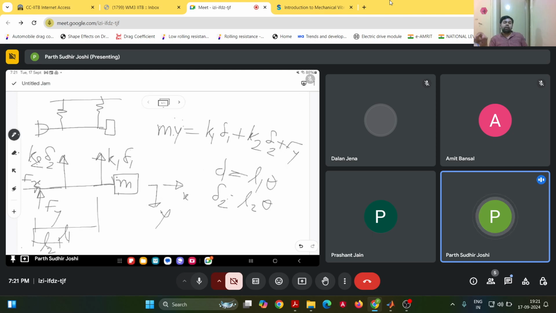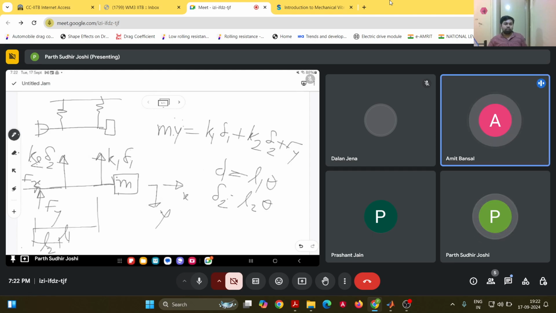But if we take, let us say, the moments about the center of mass of the rod, then we will get the moments of this Fx, Fy, and then we can substitute that in this equation, m y double dot, Newton's second law, and then we will actually get the same equation of motion that we usually get.